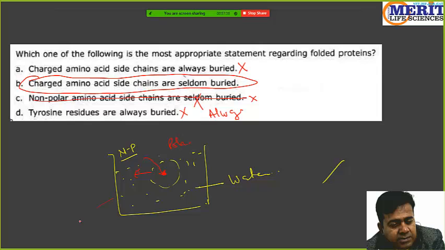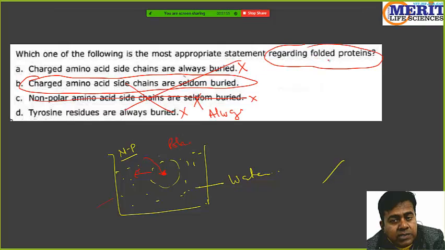So now you know what you have to do when you get any question. Don't read these options. Make sense of these questions. As soon as I got this question, regarding folded protein, and I observed charged and non-polar, I immediately understood that they are dissolving the protein in water. Because in air, both will be on the surface or both will be at the bottom. There is no chance of buried or seldom buried or always buried. Only in the presence of water can all these things happen.